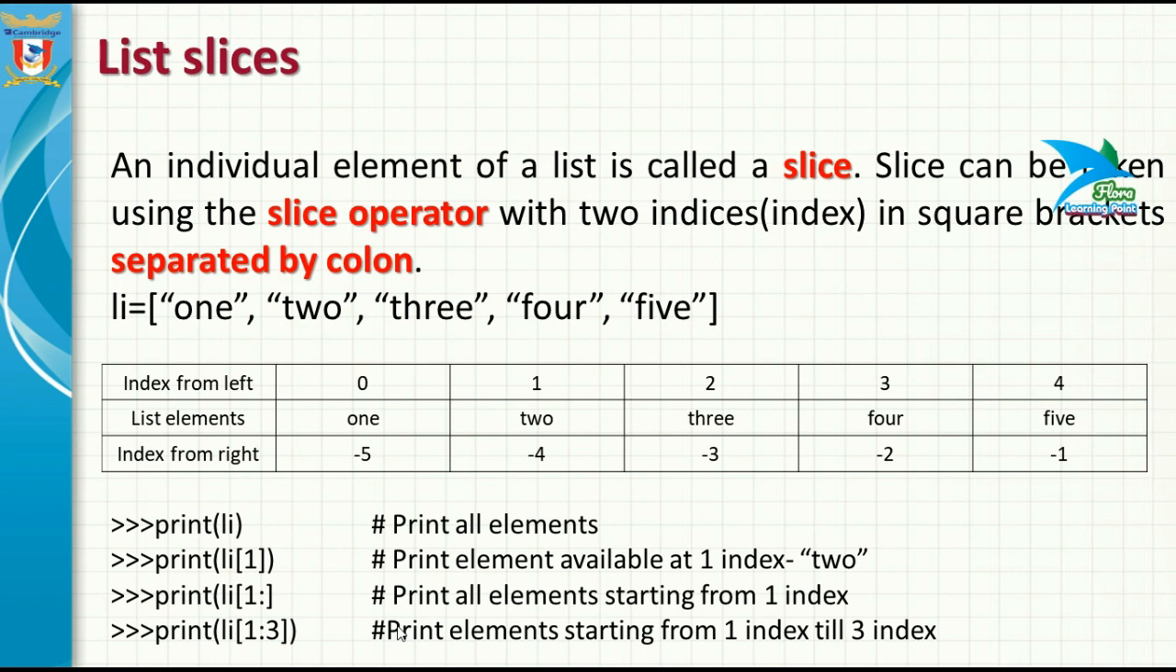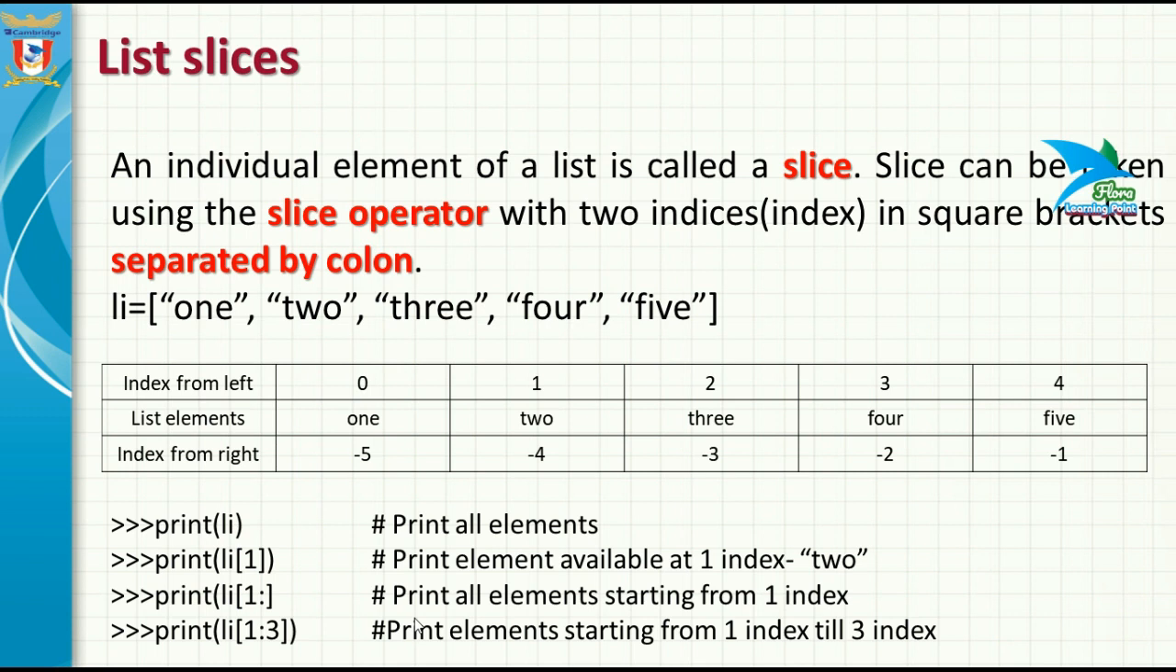A part of a list is called a slice, and a slice can be taken using the slice operator with two indices in square brackets separated by a colon. As we have already discussed in strings, we can slice a string. That means we can fetch a part of a string or a list or any other sequence, that may be a tuple or a dictionary also. So if you want to fetch a part of a particular list, then you can make use of the slice operator.